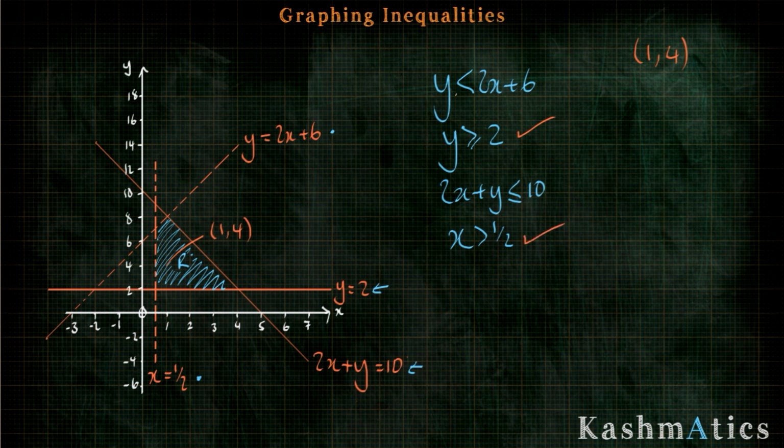Is y less than 2x plus 6? So 2 times 1 is 2. 2 plus 6 is 8, and 4 is less than 8, so that works. And is 2x plus y less than or equal to 10? So 2 times 1 is 2. 2 plus 4 is 6. Is that less than or equal to 10? Yes, it is. So that's the correct region identified.